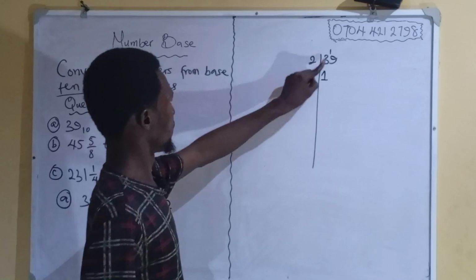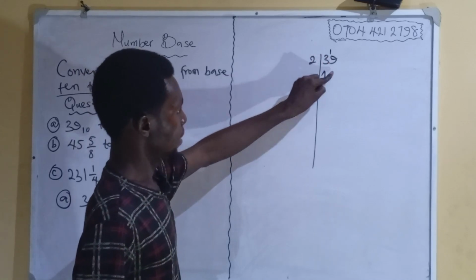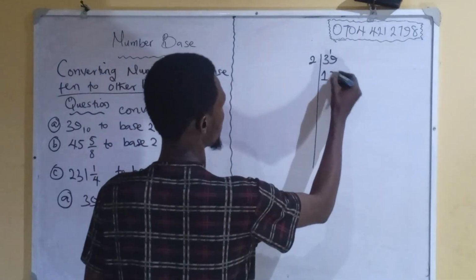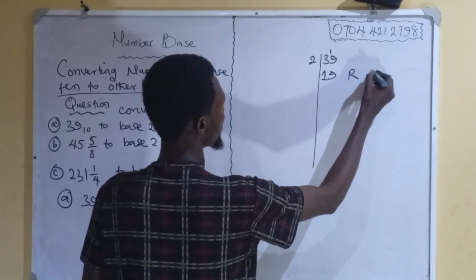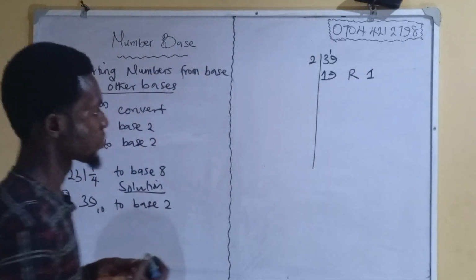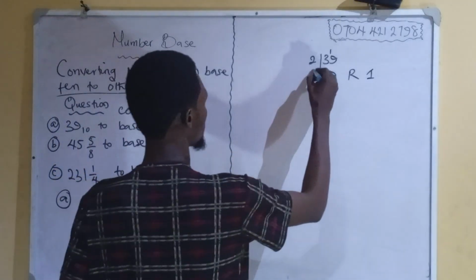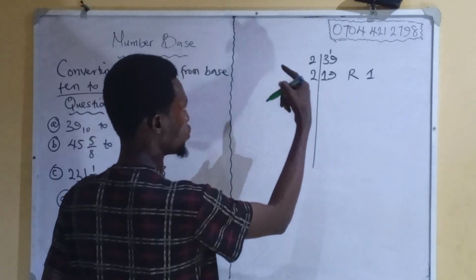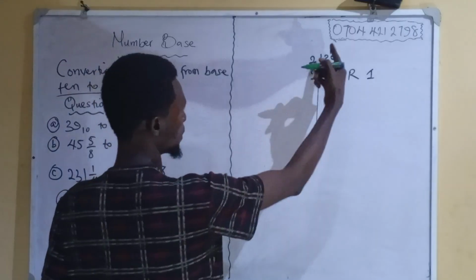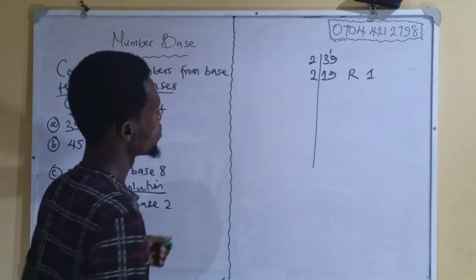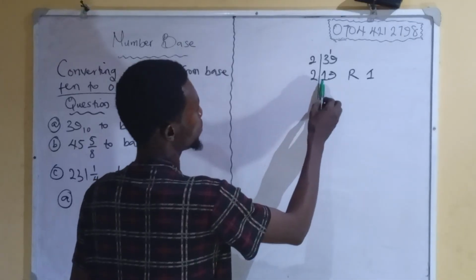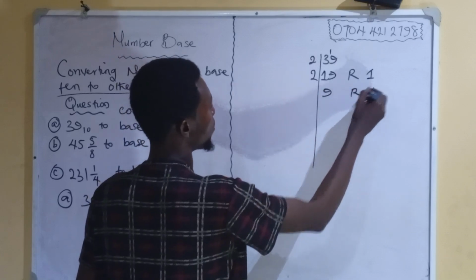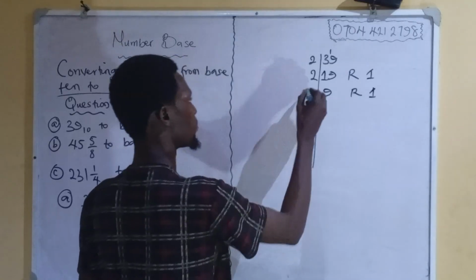2 divides 19 nine times, and the remainder is 1. Then you divide again by 2. You will repeatedly divide the number by 2. So 2 divides 19, and you have 9, remainder 1. You keep the remainder each time.